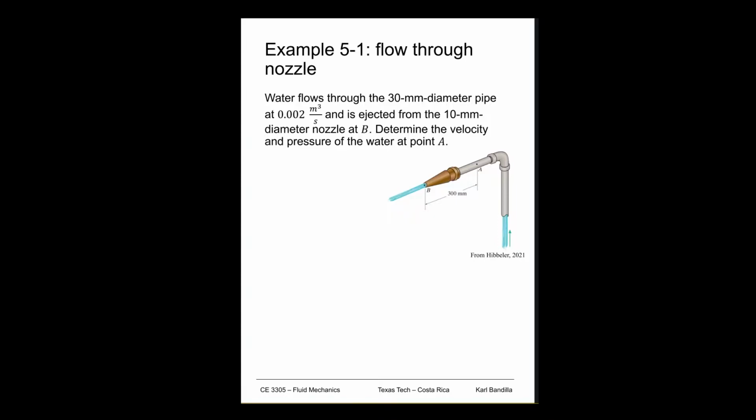Now we know what the diameter of the nozzle is, and we know what the diameter of the full pipe are. Now we are asked for the velocity and the pressure at point A, so that'll be right here. So I think we can start out by using the continuity equation just to find the velocity, right? If we know what the flow rate is and we know what the diameters of all these points are, then we can just use the continuity equation, right?